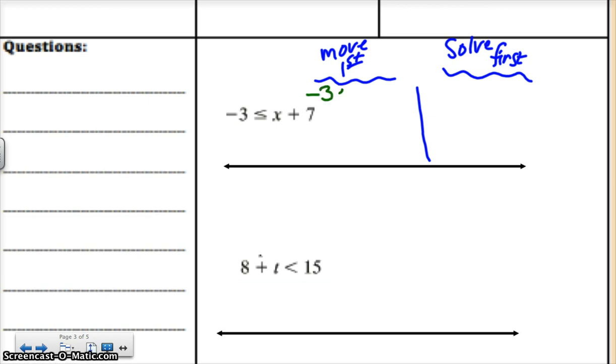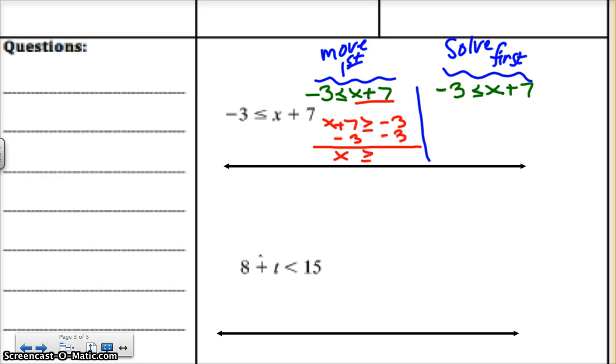Before I show you, I'm going to write the original inequality down. And you don't have to write all this. You can just write the method that you're going to choose to do. If I move first, that means I'm going to get my x to the left-hand side first. So it's all of this, right? X plus 7, the open mouth is facing, keep it facing, negative 3. Subtract 3, subtract 3. X is greater than or equal to negative 10. No, negative 3 minus 3 would be negative 6.